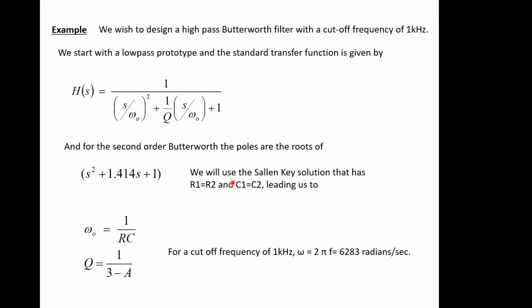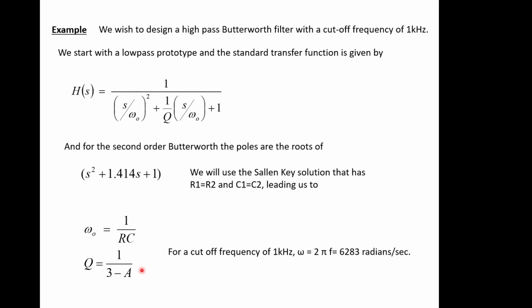We will plan to use our Sallen-Key solution for an example, and we will also allow ourselves to vary A, which means that we can say that R1 equals R2 and C1 equals C2, and we have A to help us play with the Q factor. So if we go back a few slides and have a look, we can see that omega naught is given to us by 1 over RC, and Q is given to us by 3 minus A, whatever the gain of the amplifier. Well, we define what that is, and then we design the gain accordingly.